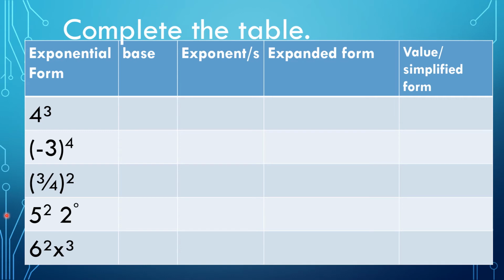Okay, number 1, 4 is the base. Exponent is 3. The expanded form is 4 times 4 times 4. And the simplified form, or the value, is 4 times 4, 16, times 4, 64.